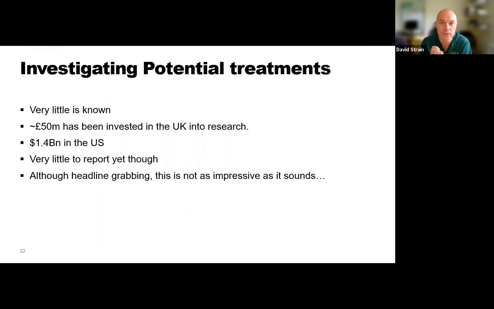Now, that sounds like there is a lot of money, and it does sound like a lot. However, £50 million with 2 million people who've got the disease represents about £25 investment per person. Now, £50 million in research terms doesn't go a very long way. Actually, the US have promised $1.4 billion to research this. And although they've promised $1.4 billion, absolutely none of that has started the research. That's nowhere near as impressive as it sounds. And as a result, we are still very much in the embryonic phases of it.